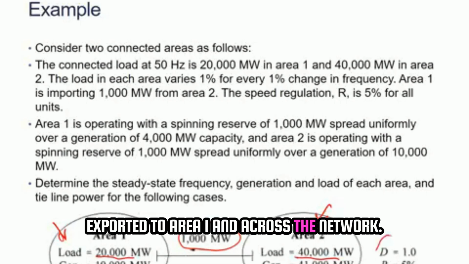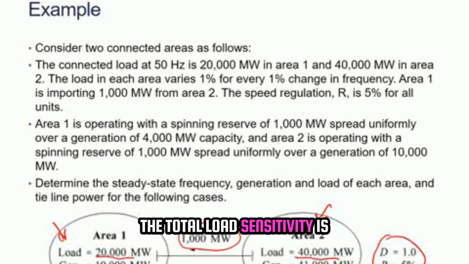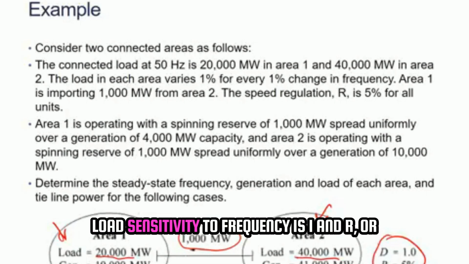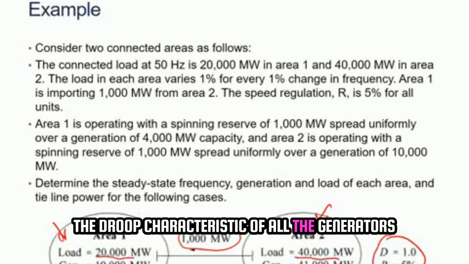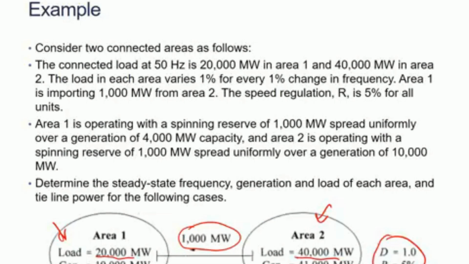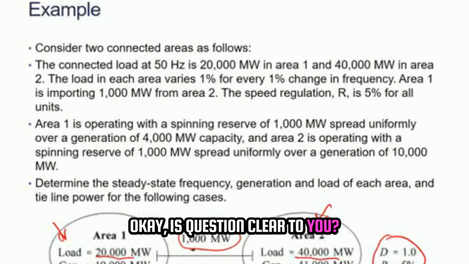And across the network, the load sensitivity to frequency is 1, and R, or the droop characteristic of all the generators in area 1 and area 2, is 5%. Okay, is the question clear to you?